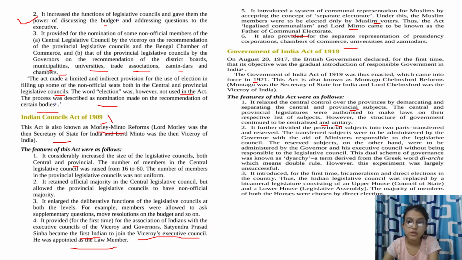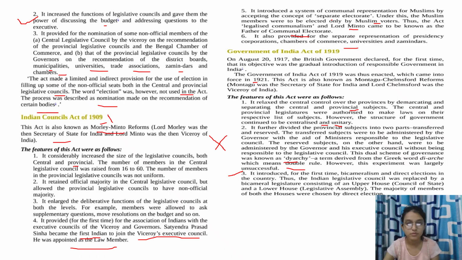It further divided the provincial subjects into two parts, transferred and reserved. The transferred subjects were to be administered by the governor with the aid of ministers responsible to the legislative council. The reserved subjects, on the other hand, were to be administered by the governor and his executive council, without being responsible to the legislative council. This dual scheme of governance was known as diarchy. The term derives from the Greek word diarchy, which means double rule. This experiment was largely unsuccessful.